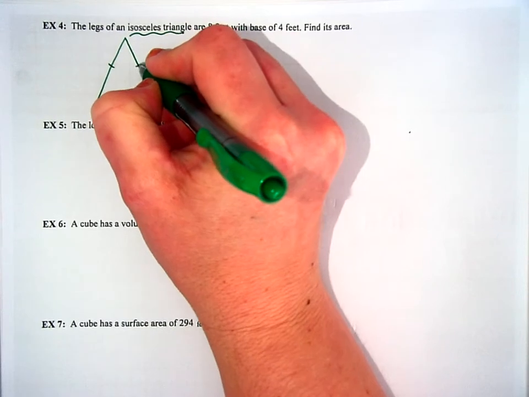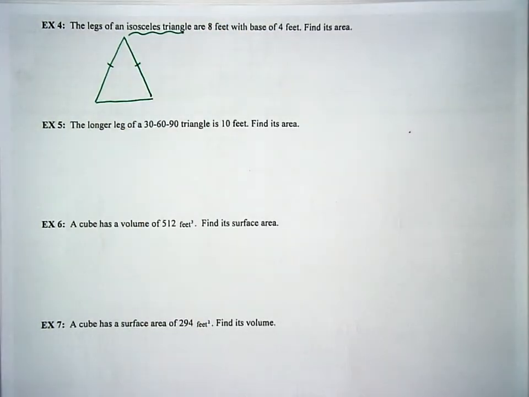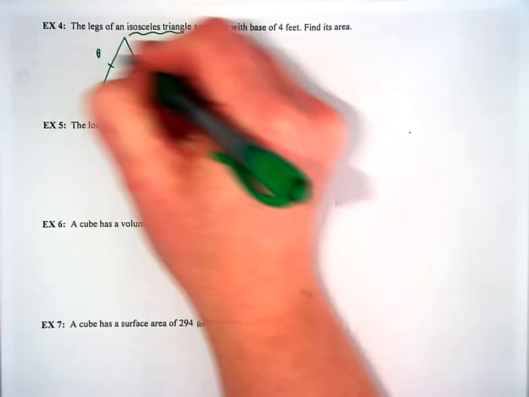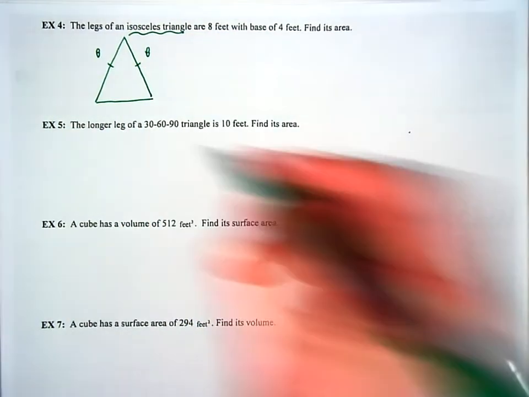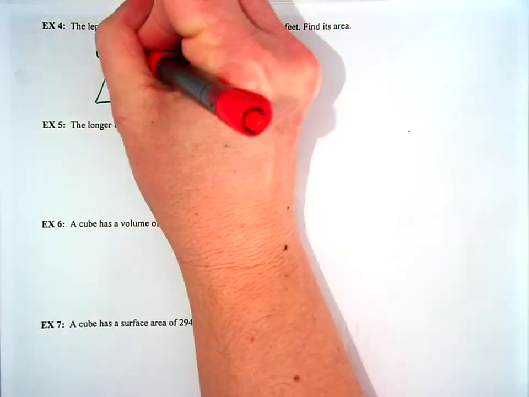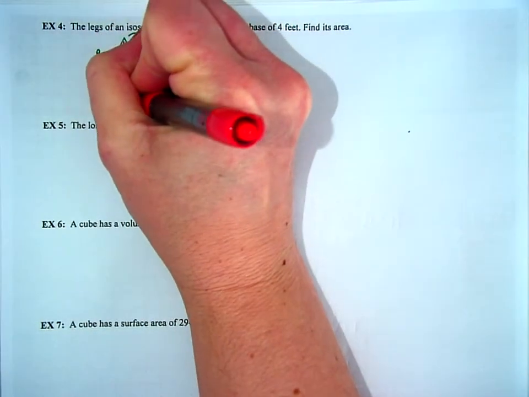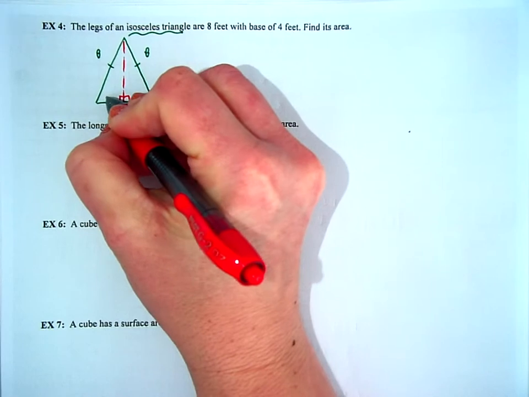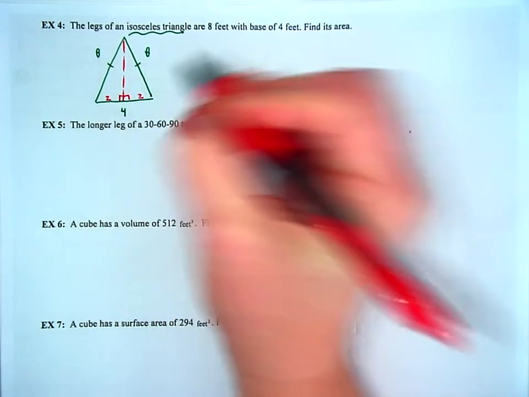Two sides are the same. So the legs, the 2 sides that are the same, both 8, with a base of 4. What's so nice about an isosceles triangle is that we can always split it right down the middle and make 2 perfectly congruent right triangles. So I'm going to split it right down the middle just like so, which means that right here is 2 and this is 2.